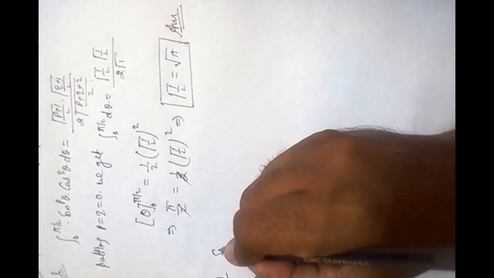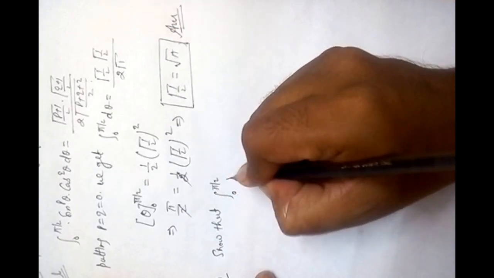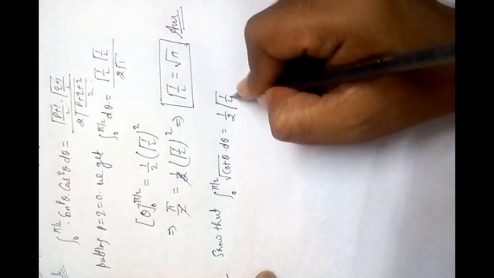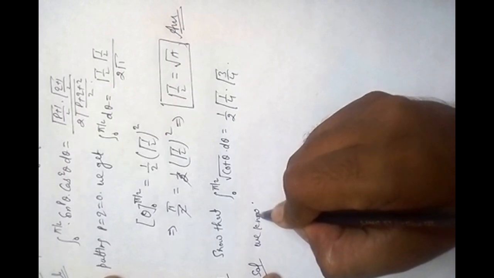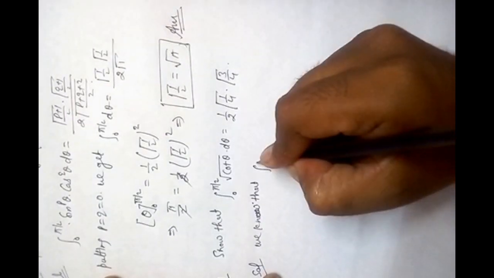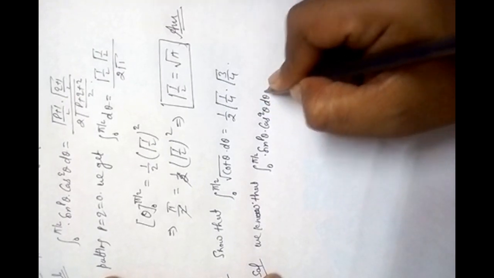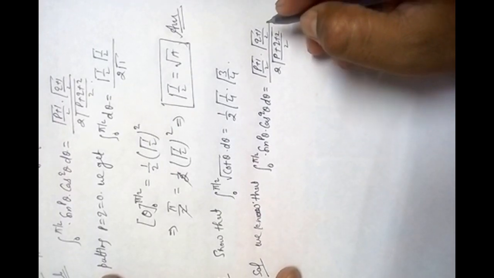Next question: show that integral 0 to pi by 2 root of cot theta d theta is equal to 1 upon 2 gamma 1 upon 4 gamma 3 upon 4. Solution. We know that integral 0 to pi by 2 sin power p theta cos power q theta d theta is equal to gamma p plus 1 upon 2 gamma q plus 1 upon 2 upon 2 times gamma p plus q plus 2 upon 2.